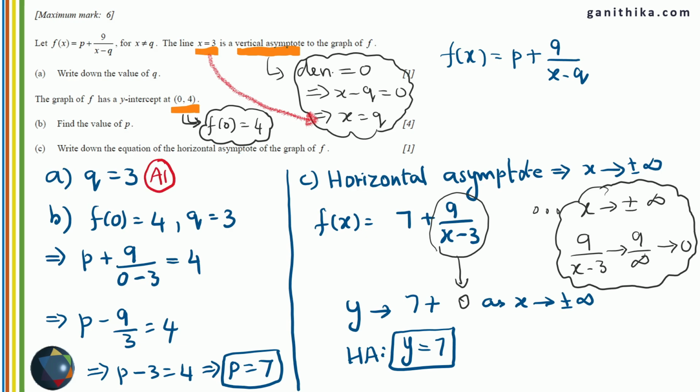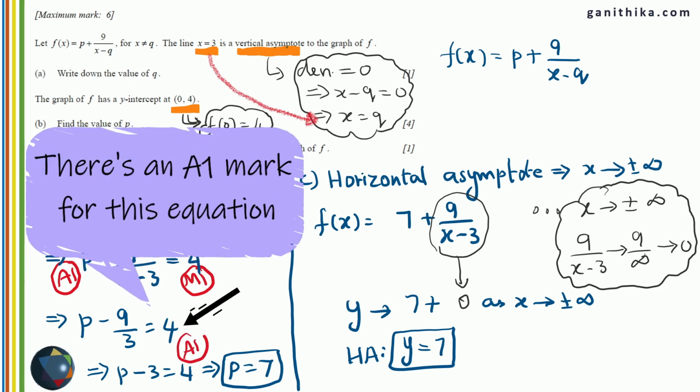For the first question, you have 1 mark, A1, just for giving the answer for Q is equal to 3. Next is method mark for substituting the value for 0 and Q equal to 4, method 1 mark. And answer 1 mark for correctly writing the equation with P. And finding the value for P as 7 gives you 1 A1 mark.